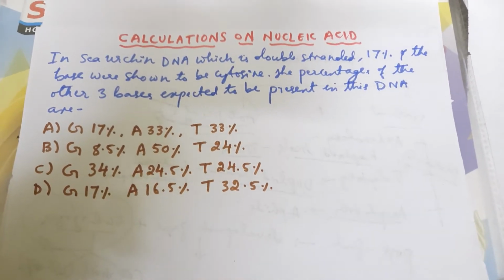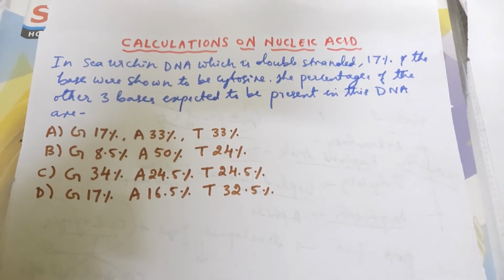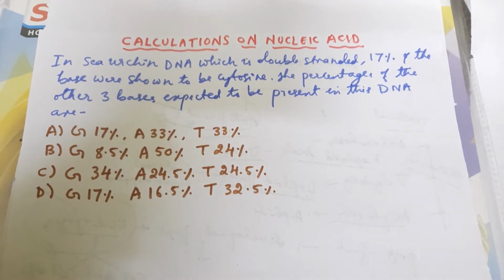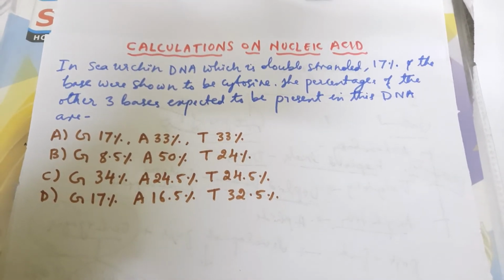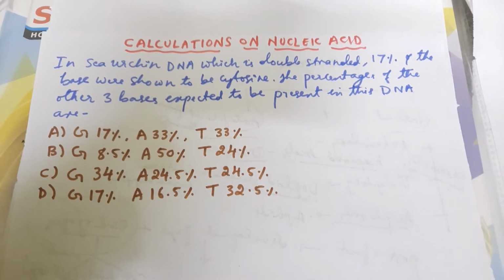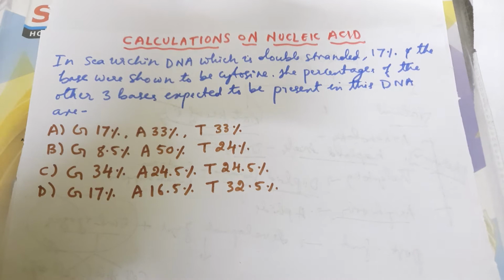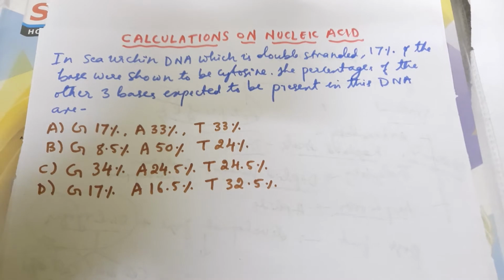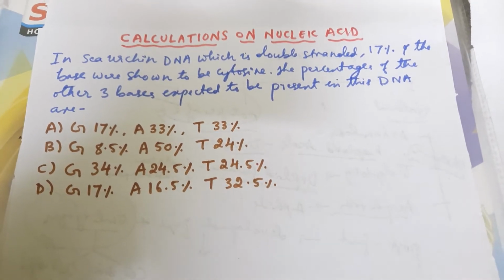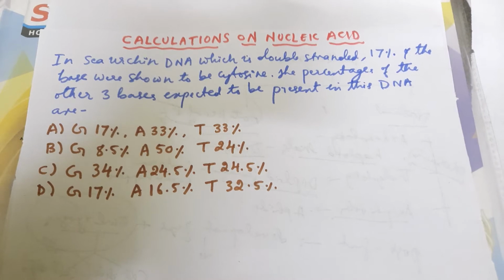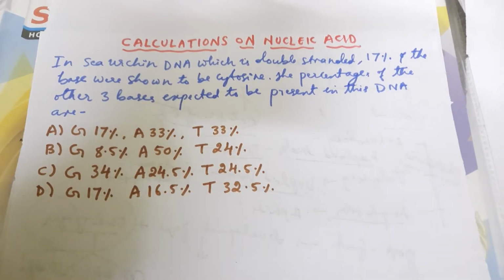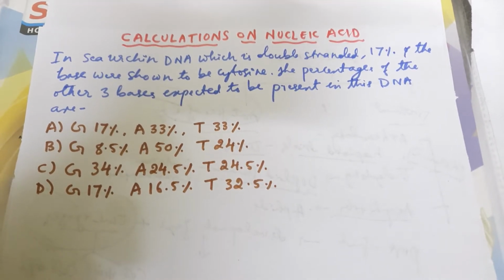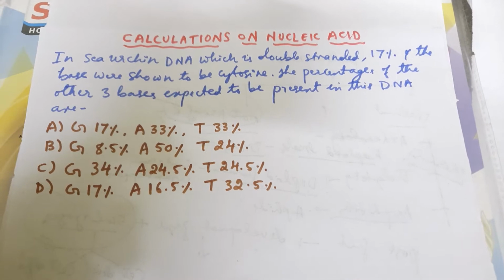Today we are going to discuss some of the problems or calculations on nucleic acids, which are frequently asked in the NEET examination from the chapter Molecular Basis of Inheritance. They may ask questions like calculating the total length of DNA, the total number of nitrogen bases, or the percentage of nitrogen bases. The questions will be framed among all these problems. Today we are going to discuss the percentage calculation of nitrogen bases.